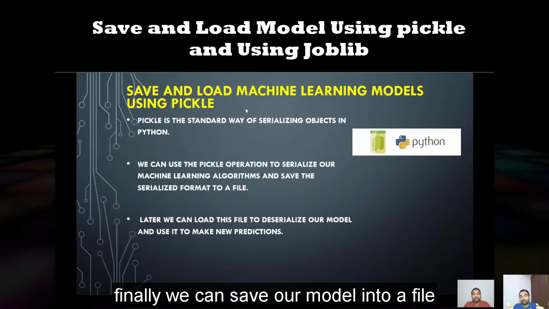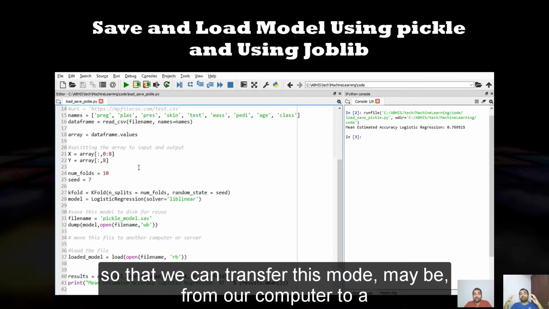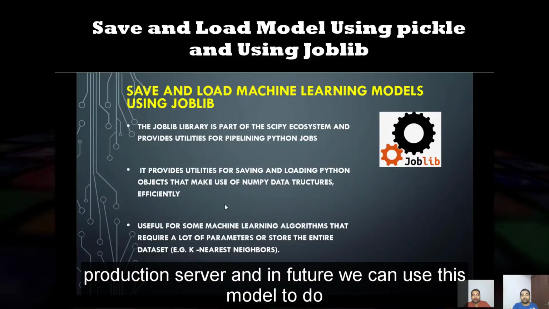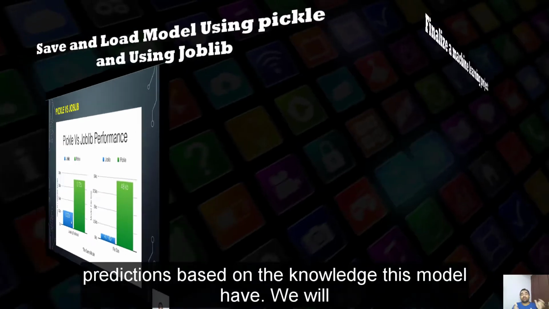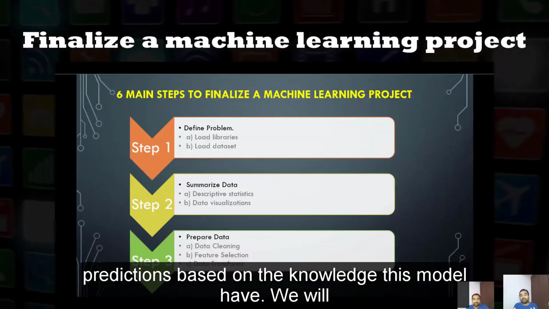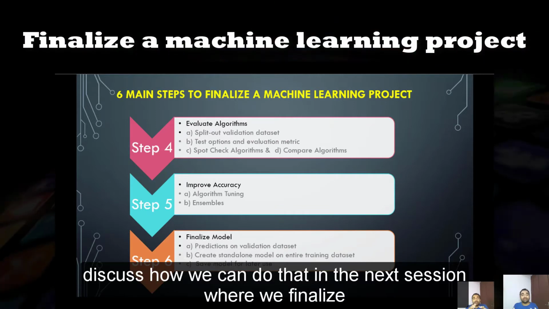And then finally, after all these techniques, we can save our model into a file so that we can transfer this model maybe from our computer to a production server, and in future we can use this model to do predictions based on the knowledge this model has. We will discuss how we can do that in the next session, where we finalize a machine learning project.